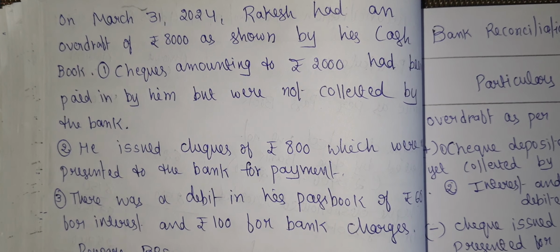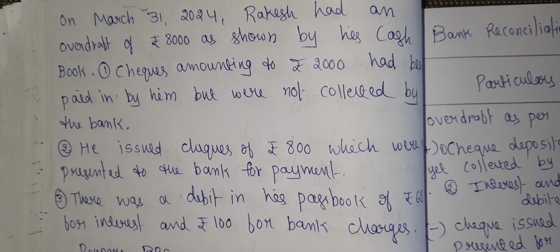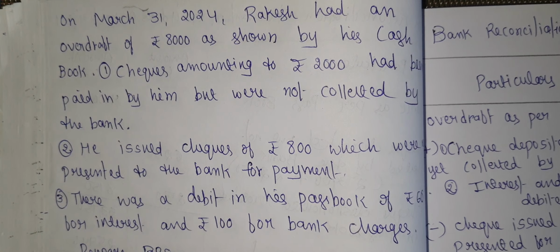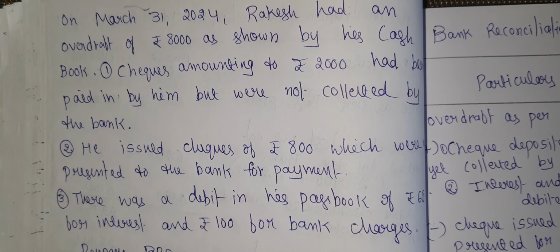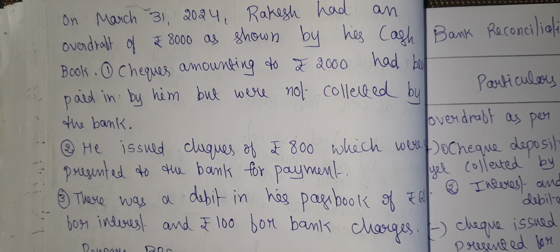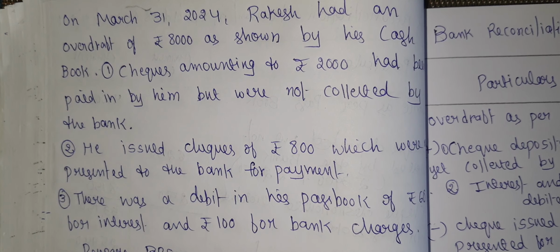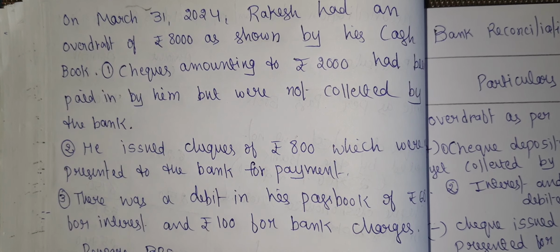Hello everyone. In this class, I am going to solve one more problem of bank reconciliation statement with unfavorable balance or overdraft. In my previous classes, I solved a problem with favorable balance, that is balance as per cash book and balance as per passbook. Please watch those classes first and proceed with this one. I will provide the link in the description box.